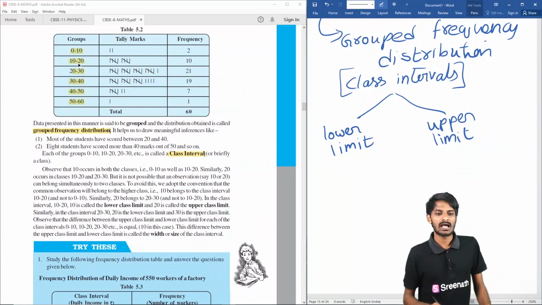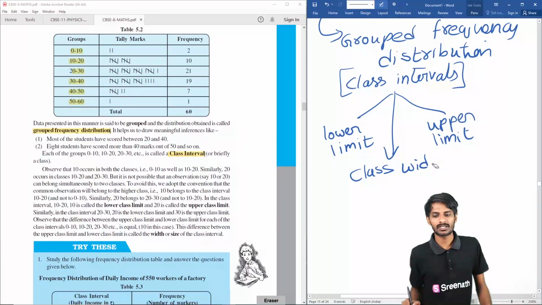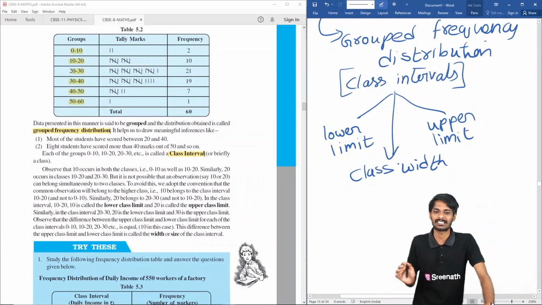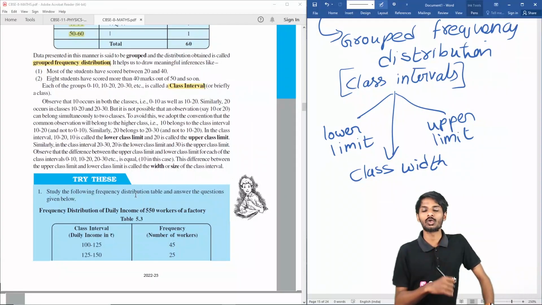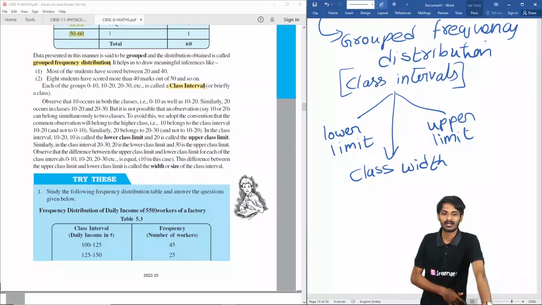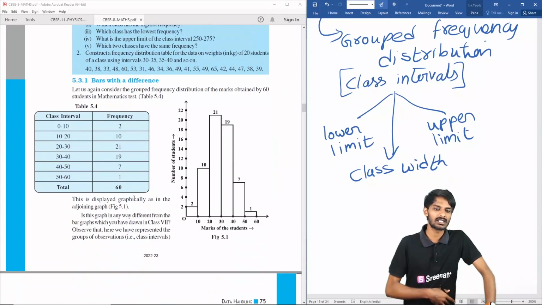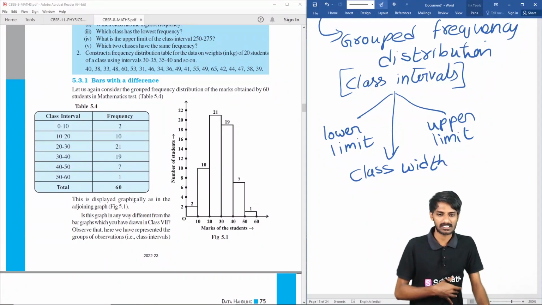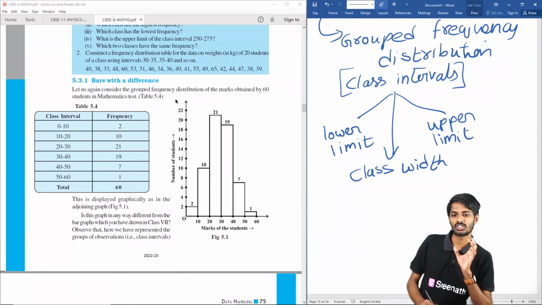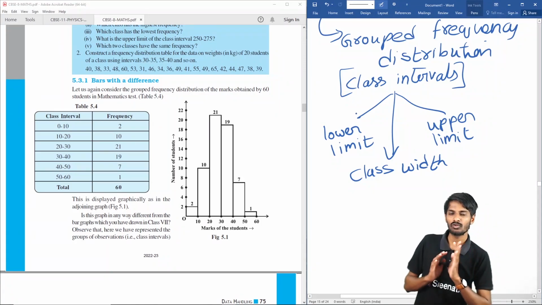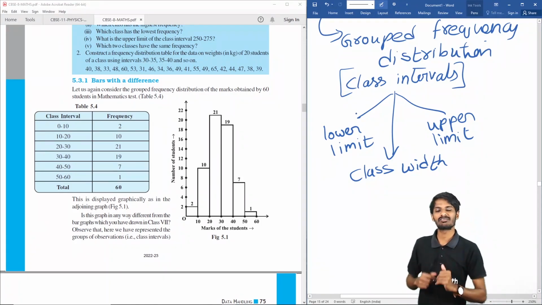These classes have the class width or the class size. Class width depends upon the upper limit minus the lower limit, which gives us the class width, how much range there is. Okay students, these are the terms related to the frequency distribution, grouped frequency distribution. Next thing is bars with a difference. Let us consider the grouped frequency distribution of the marks. The previous example we considered, students, we are now representing it with bars.